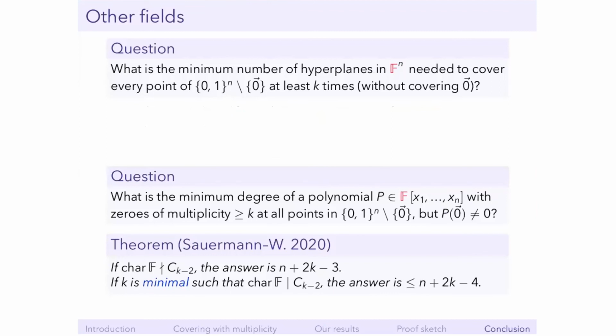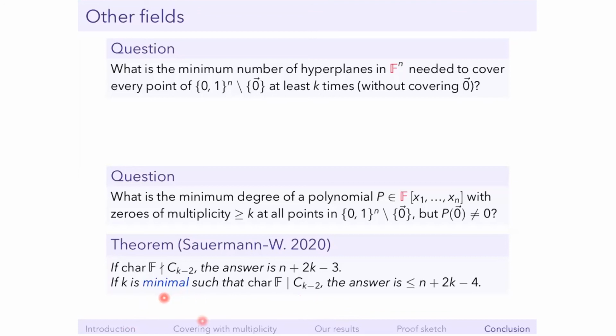So again, the theorem is that if the characteristic of the field doesn't divide the Catalan number, then the answer is the same as the characteristic 0 case. I would expect that the converse is true. Our proof seems to not quite give the converse. It only works to show the converse when k is the minimal number such that this Catalan number actually is divisible by the characteristic of the field.